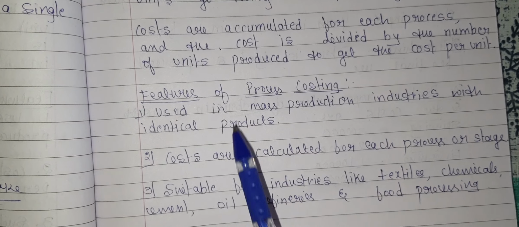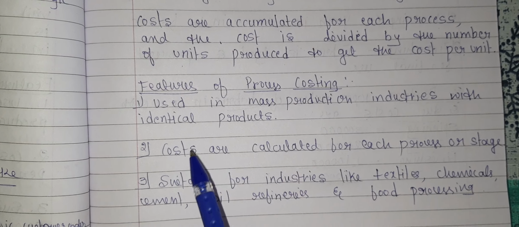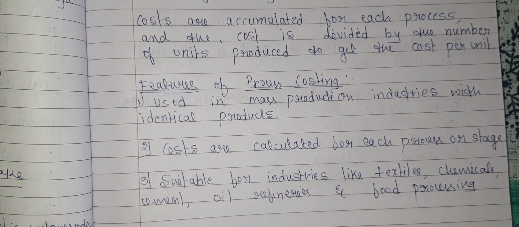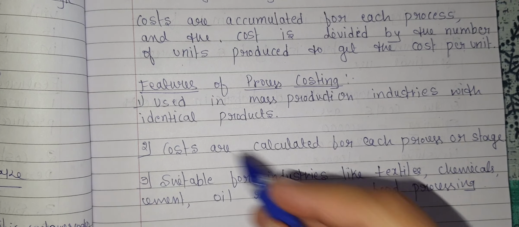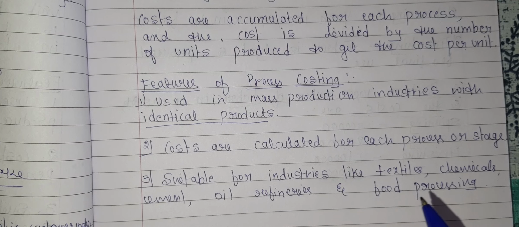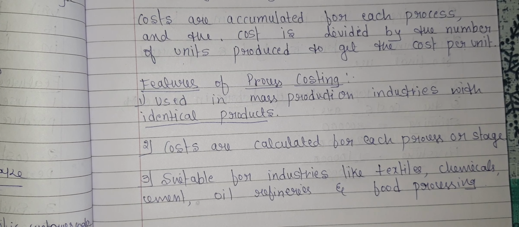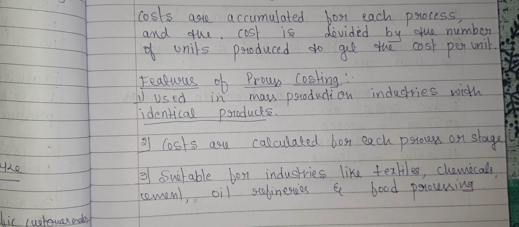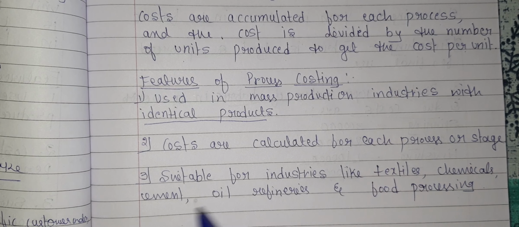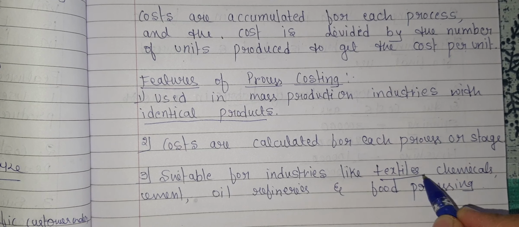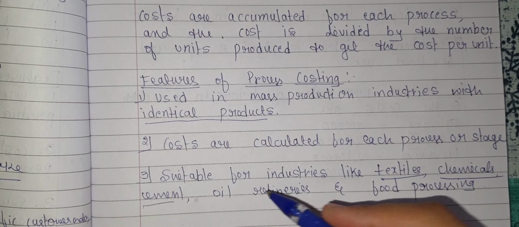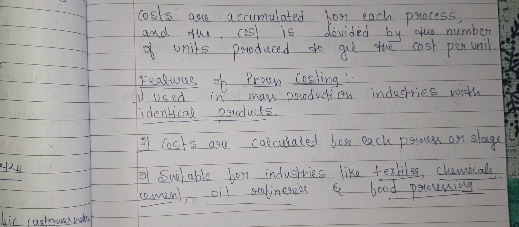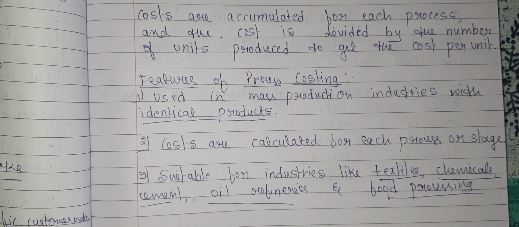Clear? Next we will see the features of process costing. It is used in mass production industries with identical products, meaning they have a similar nature. Costs are calculated for each process or stage. It is suitable for industries like textiles, chemicals, cement, oil refineries and food processing. In these industries process costing is suitable.